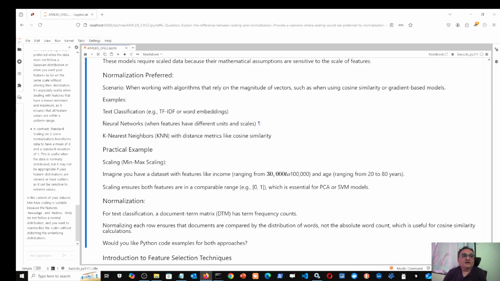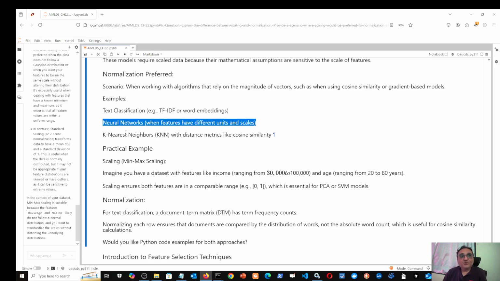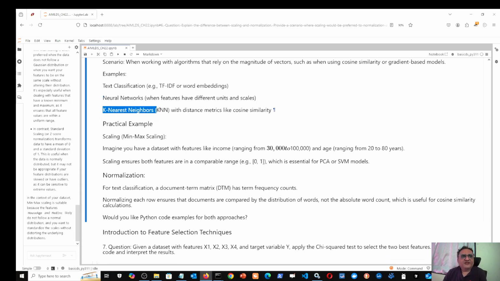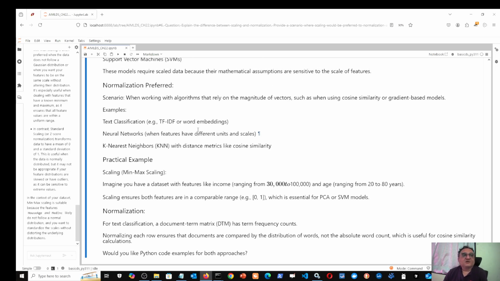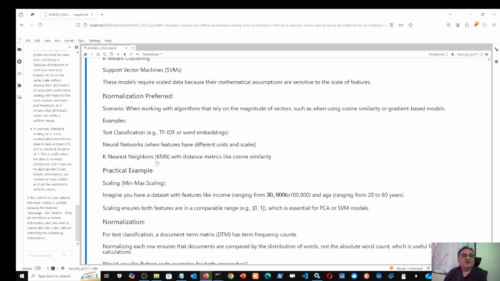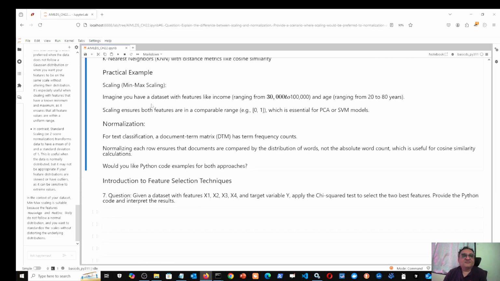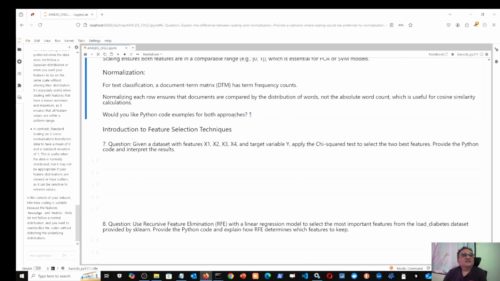That will be a completely new topic, like deep learning. Neural networks, this also we have not done. We will do it. KNN, that also we have not done, but we will do it. So all these algorithms are such that things should be normalized. Okay. Then some practical example of each is given, which is okay, fine, but this is the answer.